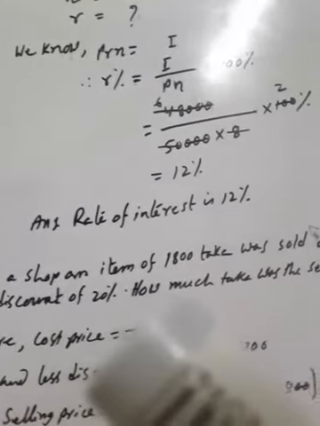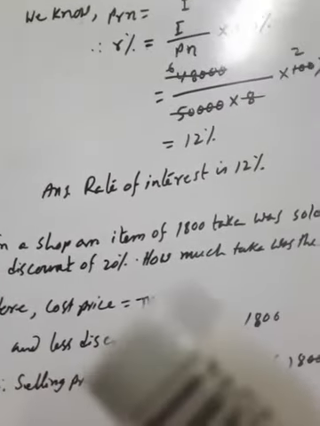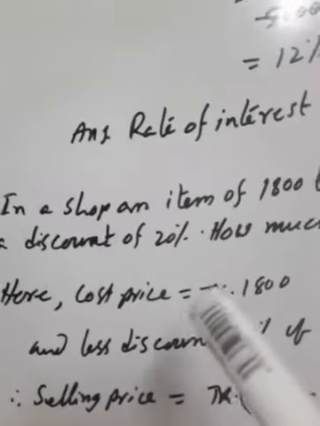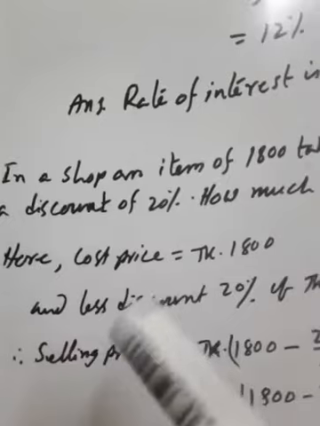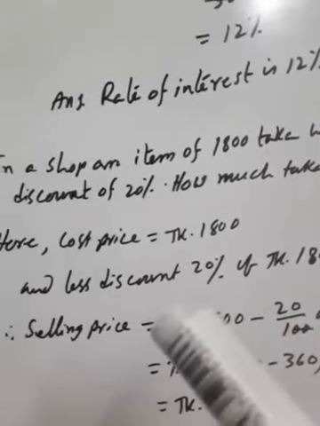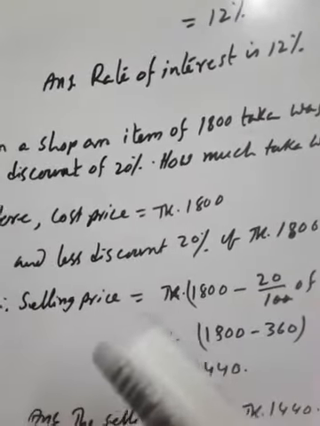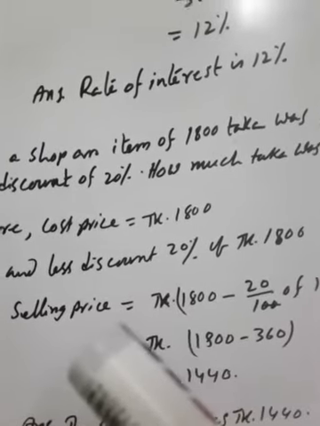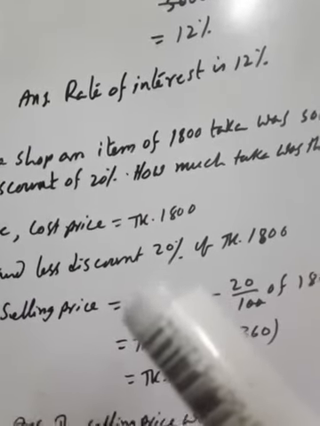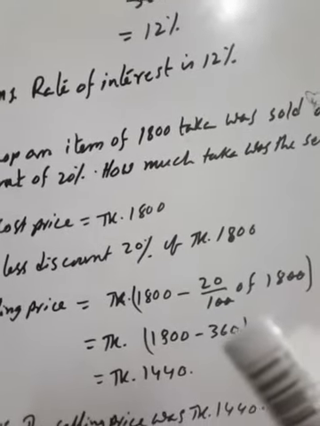See another one. In a shop, an item of 1800 taka was sold at a discount of 20%. How much taka was the selling price? See here, cost price equal to 1800 and less discount 20% of 1800 taka. Discount should be given 20% of 1800. 20% multiplied by 1800. We have to subtract this. Then selling price 1800, less means minus 20%, 20 by 100, of taka 1800.